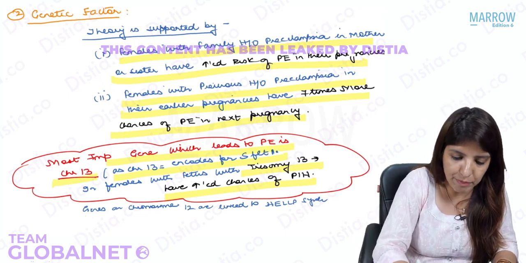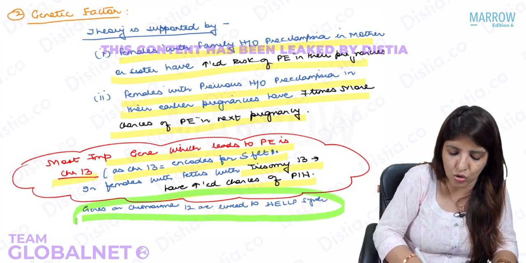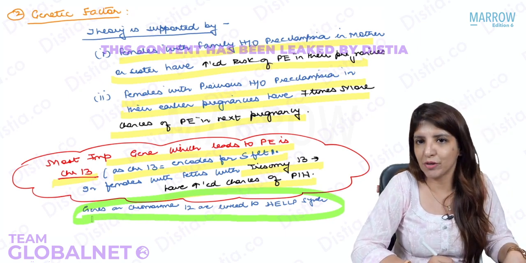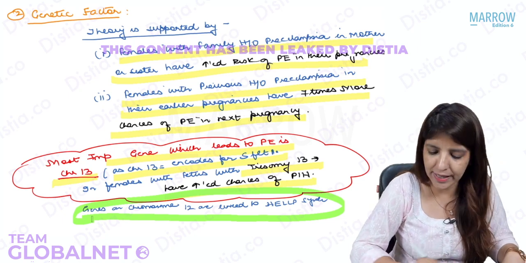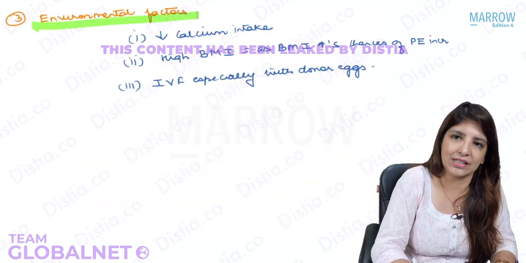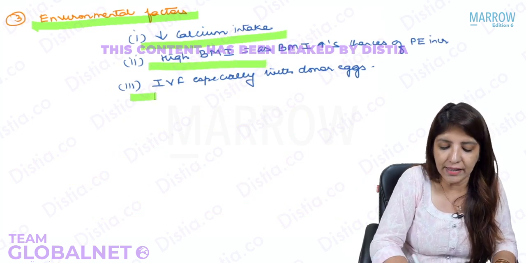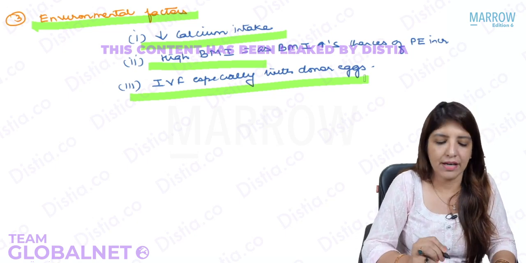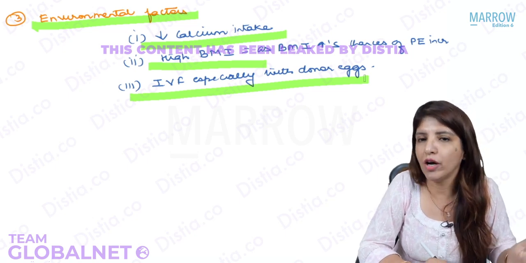Please remember that for PIH, the gene which is responsible is on chromosome number 13. But for HELLP syndrome, the chromosome which is responsible is chromosome number 12. So for HELLP syndrome, it's chromosome number 12. For PIH, it is chromosome number 13. Right? Then environmental factors: decreased calcium intake, high BMI and IVF, especially with donor eggs. Right? These are again environmental factors which can carry a high risk for PIH.